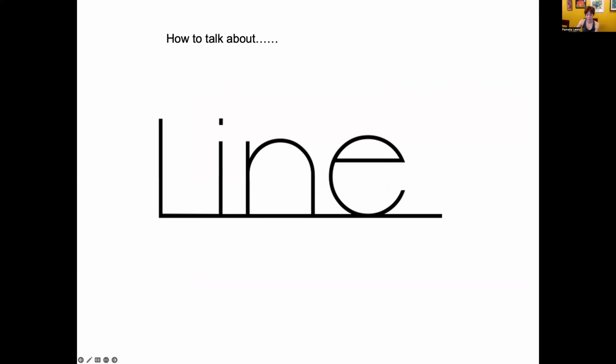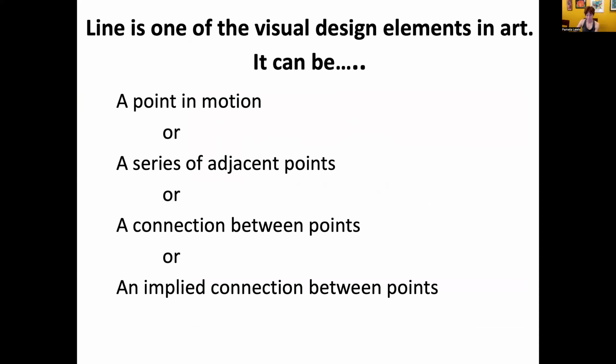Okay, so line. How to talk about it. Let's look at some lines. Line is one of the visual design elements in art. It can be a point in motion or a series of adjacent points or a connection between points or an implied connection between points. So we're going to look at those different kinds of lines that we do understand visually, but maybe we don't name them to ourselves a lot.